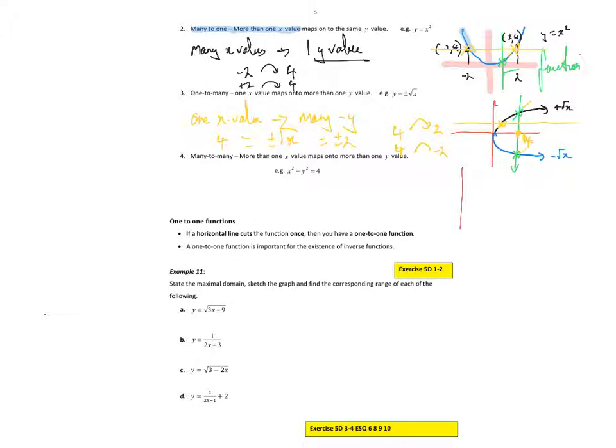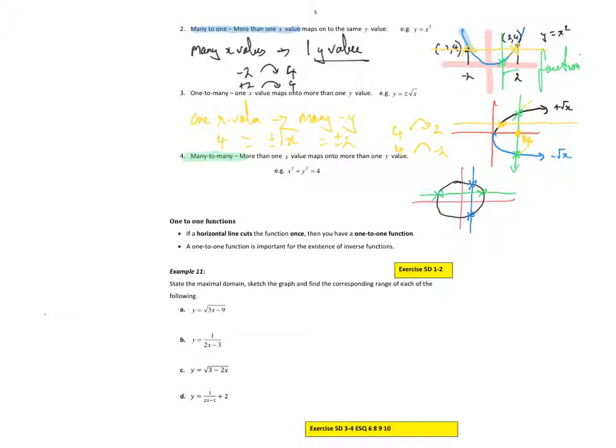The final type of relation we have is our circle. And we can see here, if I draw a vertical line, it crosses twice. And then if I also draw a horizontal line, it also crosses twice. So it's definitely not a function. And in fact, it's a relation that has many x values mapping onto many y values. So it's a many-to-many relation. All right, so they're the types of functions.